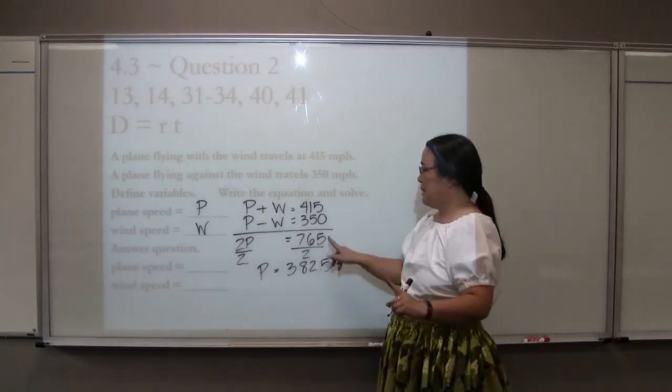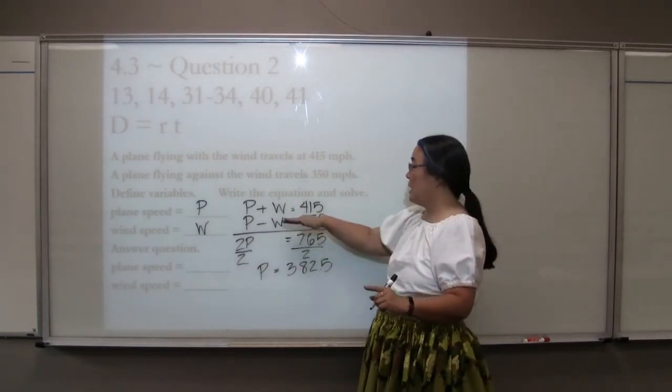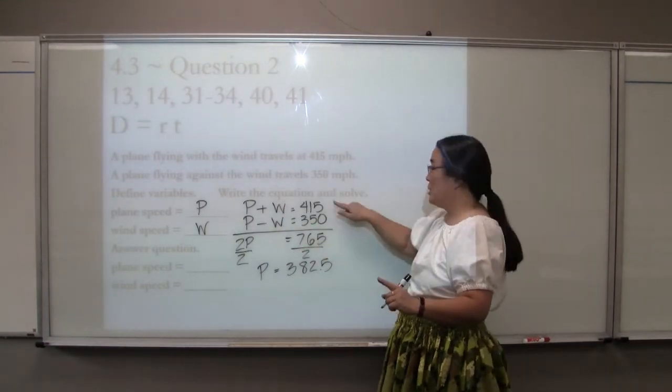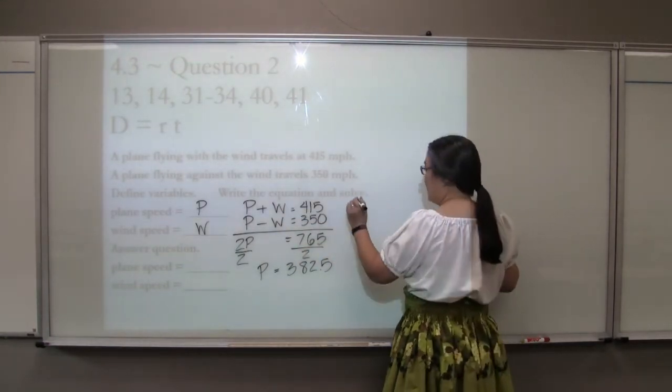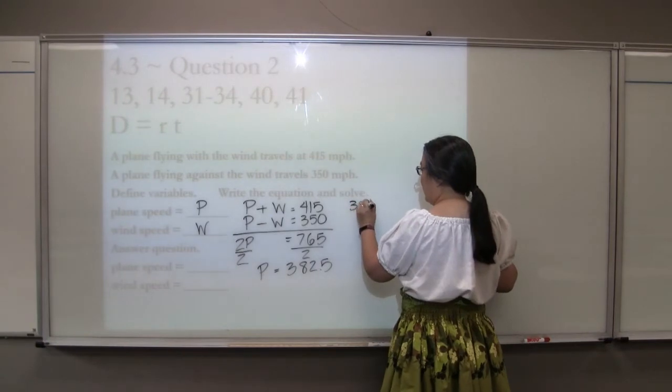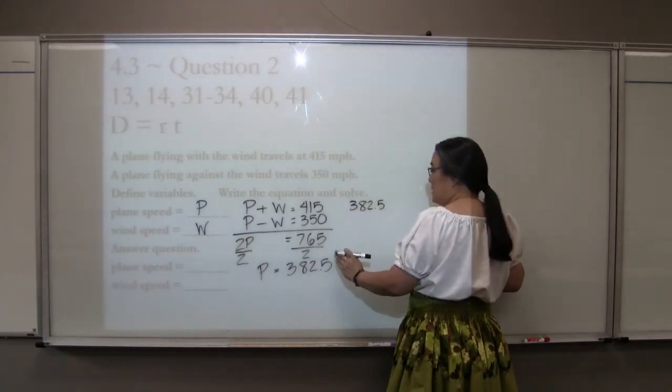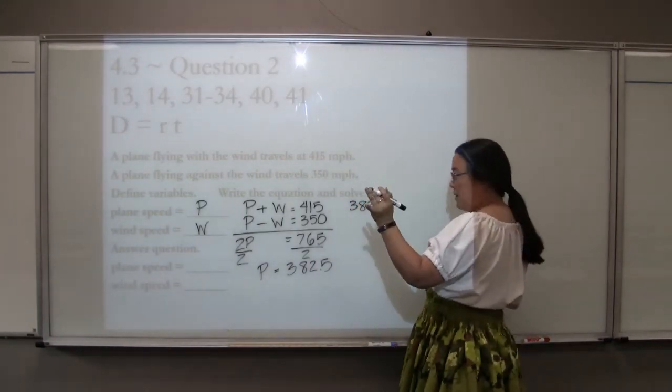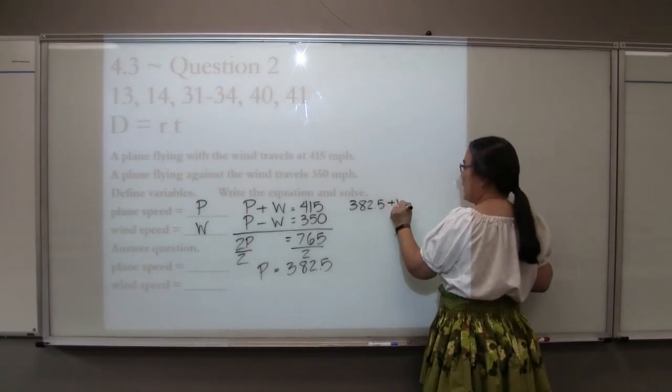We found the plane speed, but we also have to find the wind speed. You could plug it into either equation, but the one that has all the positives, that's going to be a little bit easier. Notice all these decimals. Decimals, yet fairly nice decimals. That's what I would expect.